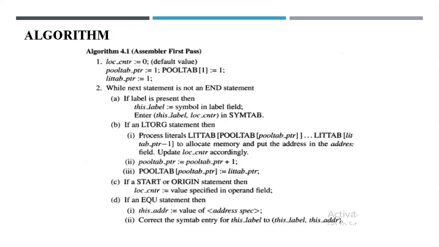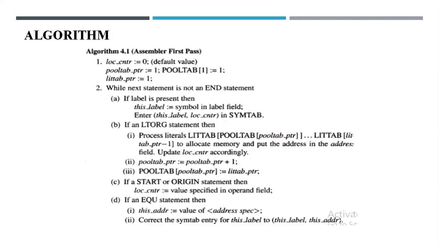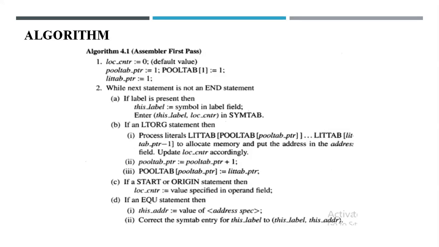So let us go to the next step: while the next statement is not an end statement. Whatever is given here, A, B, C, D, E, F, these steps must be repeated till we encounter the end statement. So this is a repeated process. Now we'll see what is to be done before the end statement. These are the possibilities, A, B, C, D, E, F, of different statements that we encounter, and we need to see how the program should work. So let us start with 2.A.